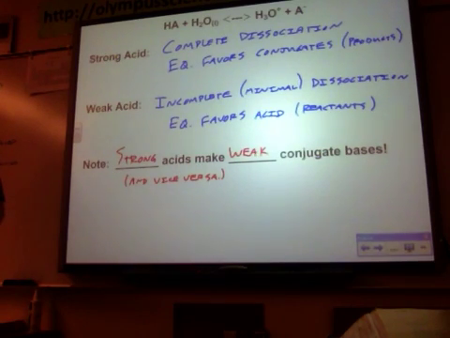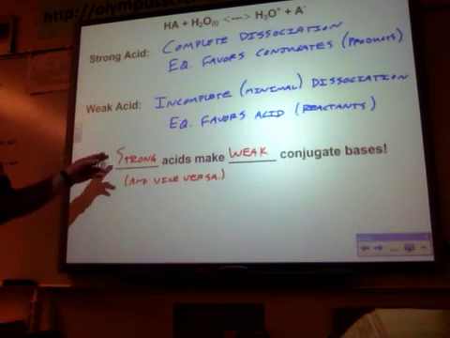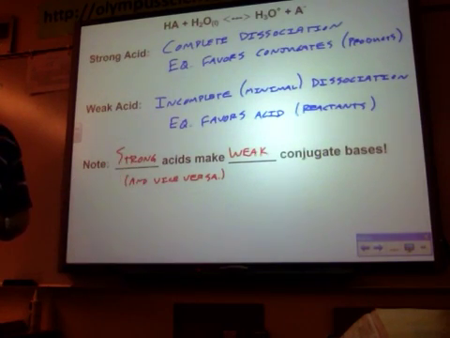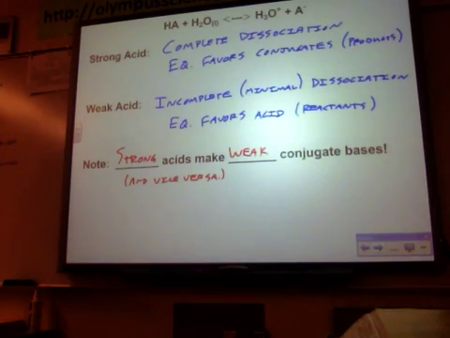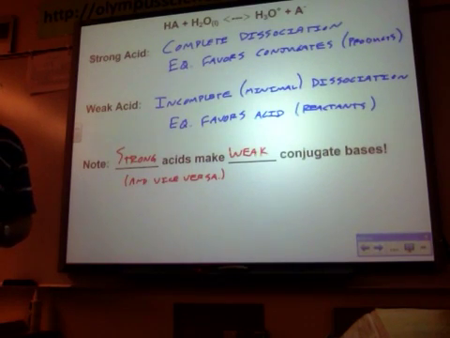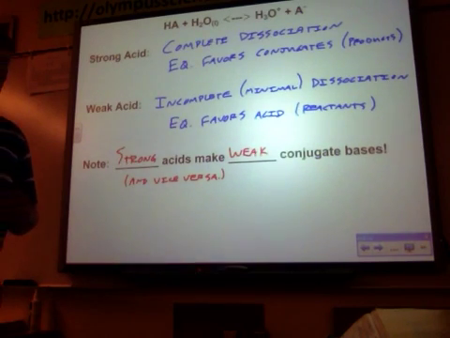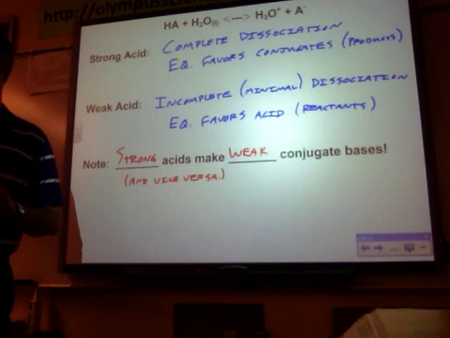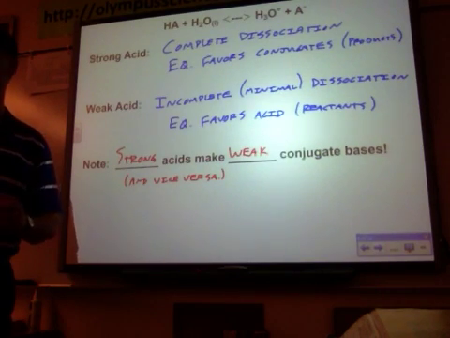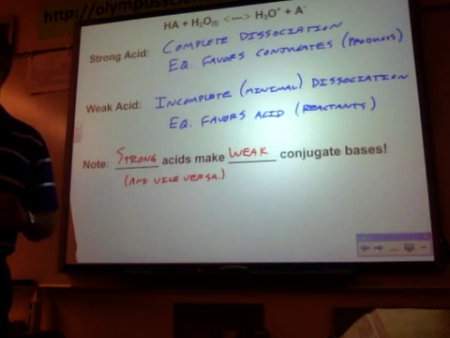Also, although we're not talking about bases yet, we can make the same comparison there. Strong bases make weak conjugate acids. Weak bases make strong conjugate acids. So sum that up however you feel would be appropriate. Strong bases are not weak conjugate acids. They make weak conjugate acids. Yes. It's an important distinction. Okay? Any questions on this?